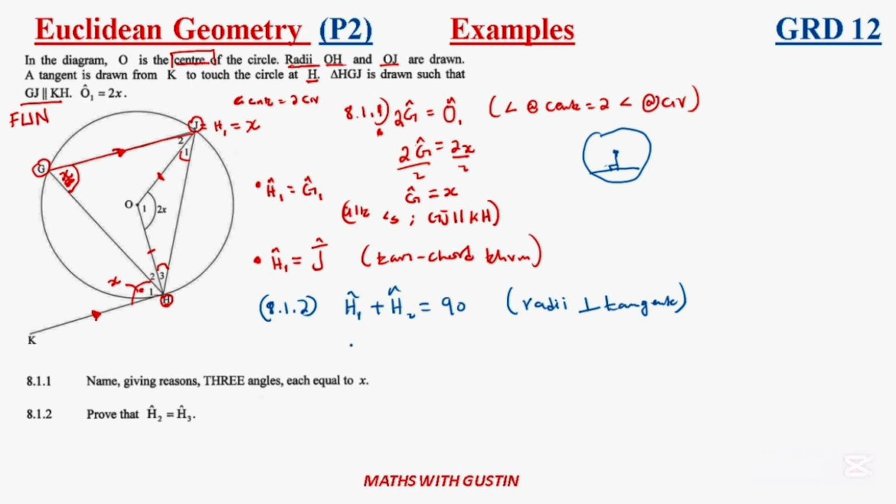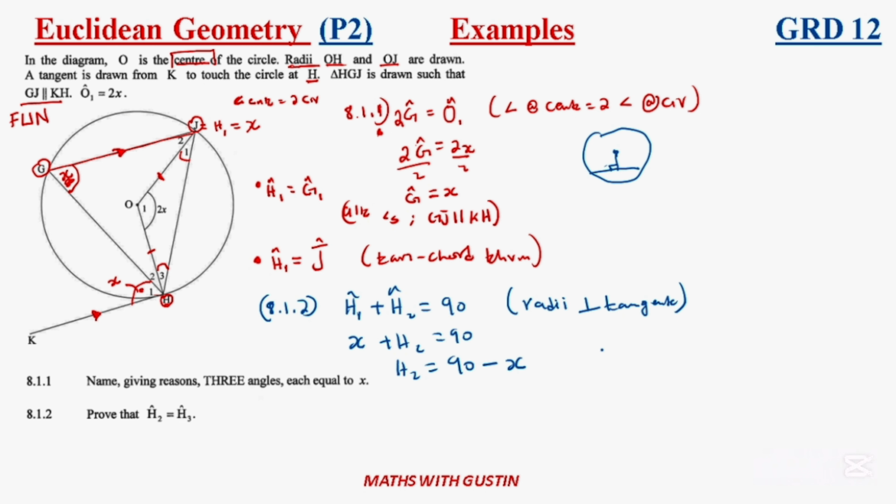Okay, so now we already know what h1 is. H1 is going to be x. So therefore h2 will be equal to 90 minus x. All right, so now we need to go on and prove that h3 is 90 minus x. Let's have a look at h3. H3 is here. So if h3 is there, we have this triangle.